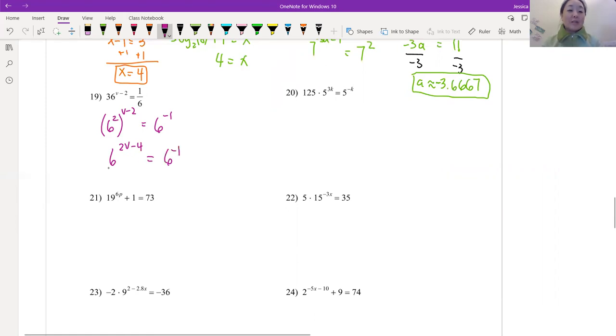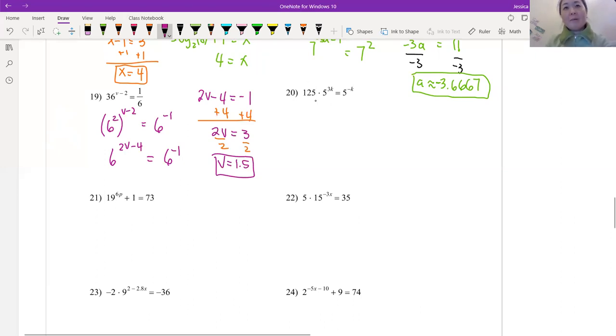So again, the bases are exactly the same, which means we can drop the bases and then just look at the exponents. So 2v minus 4 is equal to negative 1. So solve for v. Add 4 to both sides, and 2v is equal to 3. If we divide both sides by 2, what do we get? v is equal to 1.5. Exactly, right, because 2 goes into 3 1.5 times. There we go.